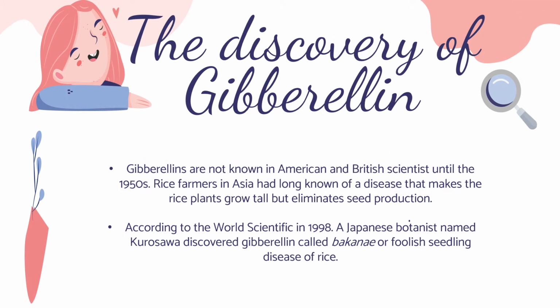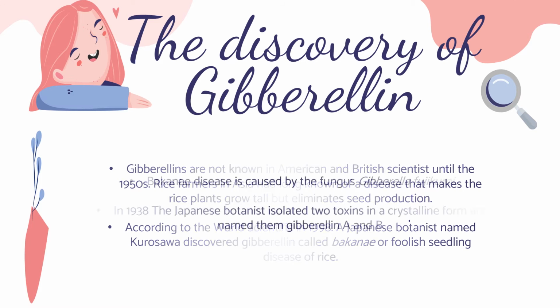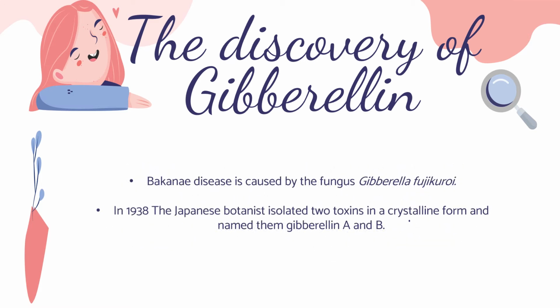Gibberellins were not known to American and British scientists until the 1950s. Rice farmers in Asia had long known of a disease that makes the rice plants grow tall but eliminates seed production. According to World Scientific in 1998, a Japanese botanist named Kurosawa discovered a gibberellin called Bakanae, or foolish seedling disease of rice. Bakanae disease is caused by the fungus Gibberella fujikuroi.